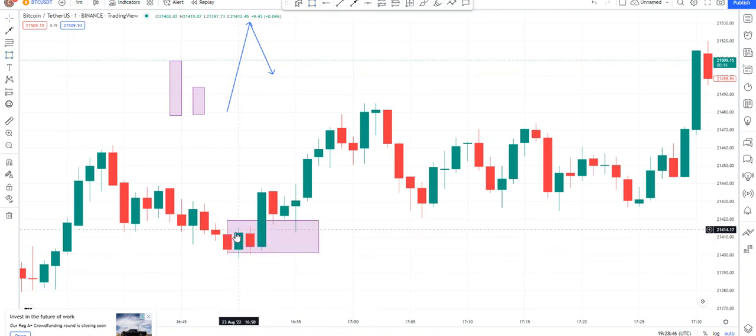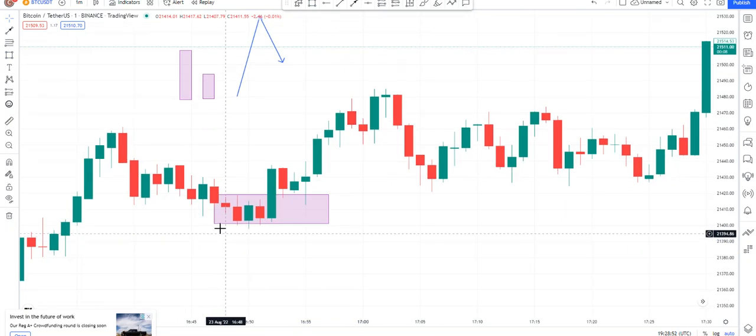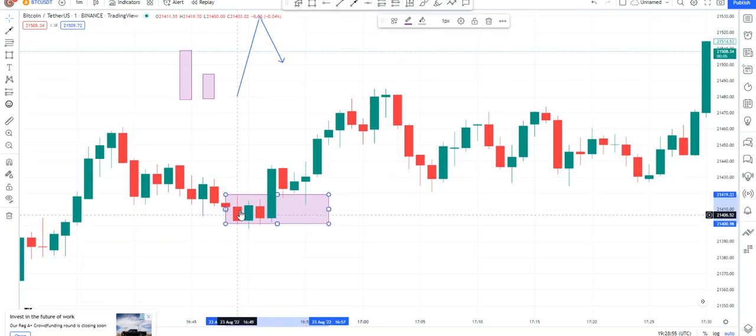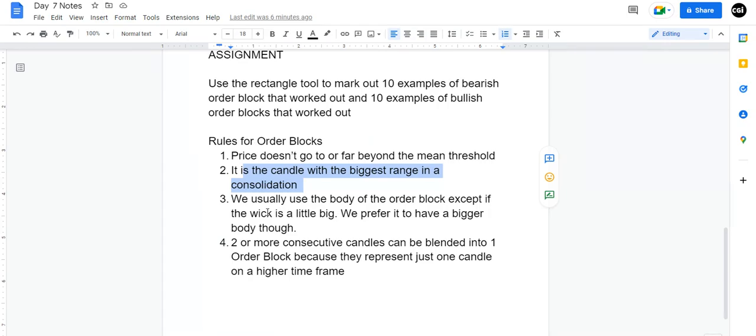All right, so we choose the candlestick that has the bigger range to be our order block and ignore the ones that are smaller than it. So the candle with the biggest range in a consolidation is the order block. So that's the second rule.